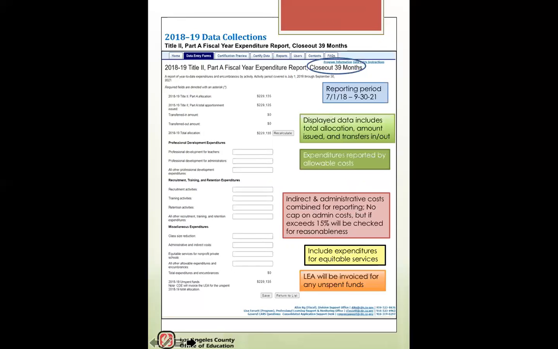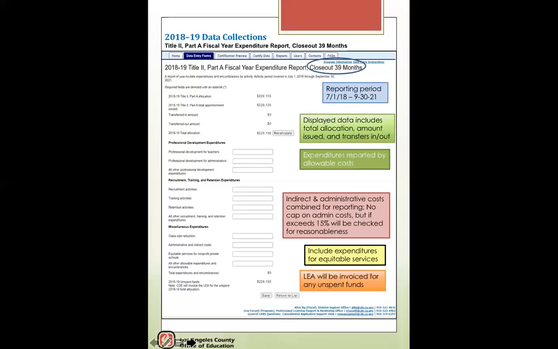Indirect and administrative costs you'll see in this case are combined. That's not the case in all the reports, and we'll see some different ones coming up shortly. But for Title II, there is no cap on administrative costs, but there's a warning on that you'll get. So it's not an error, but it's a warning.